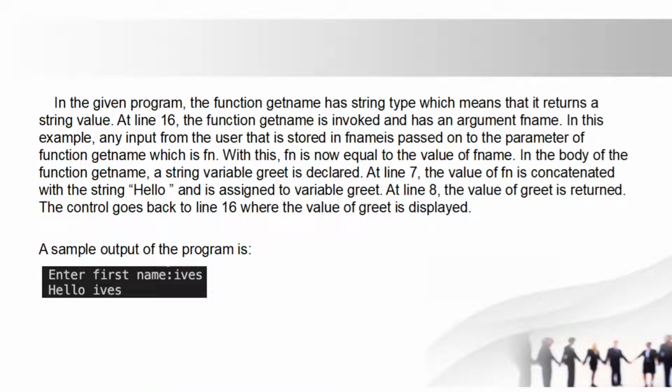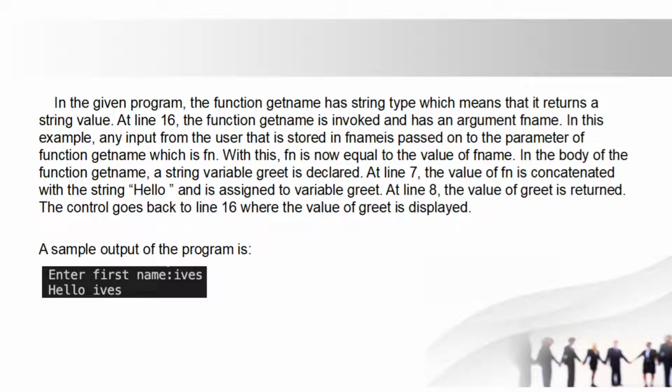In the given program, the function getName has a string type, which means that it returns a string value. At line 16, the function getName is invoked and has an argument fname. In this example, any input from the user that is stored in fname is passed on to the parameter of function getName, which is fn. With this, fn is now equal to the value of fname.